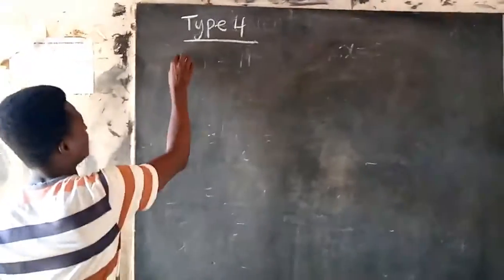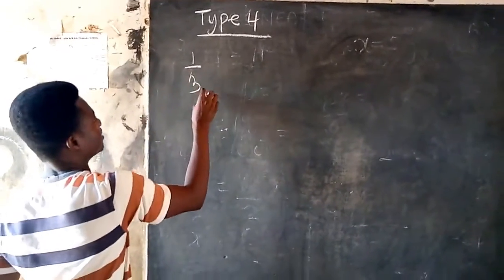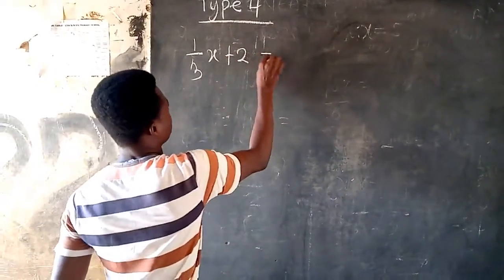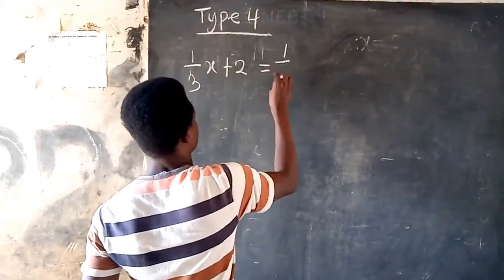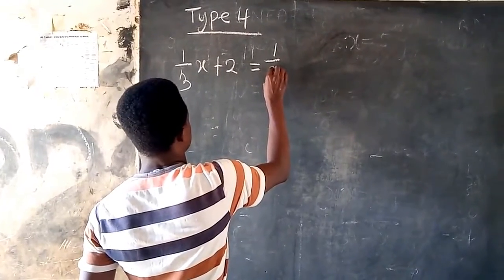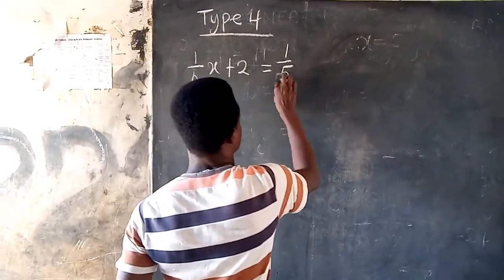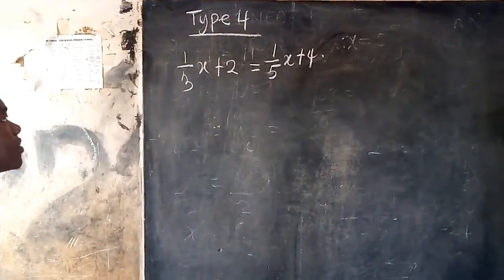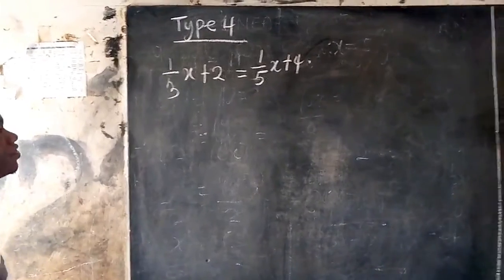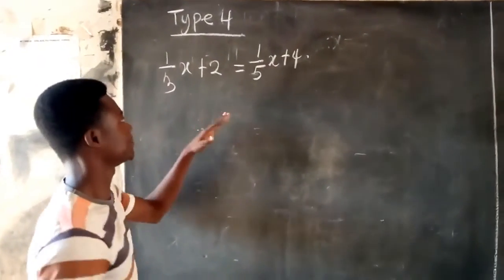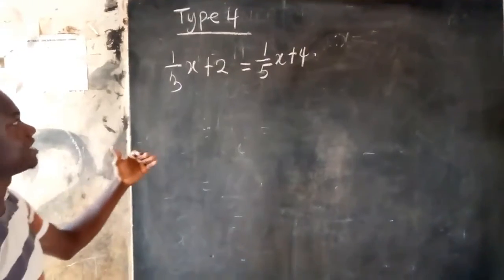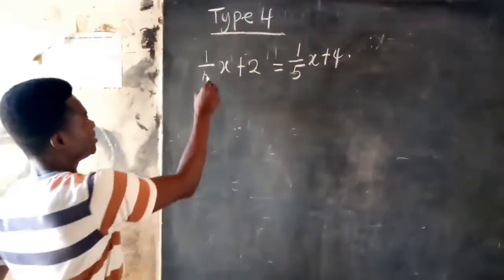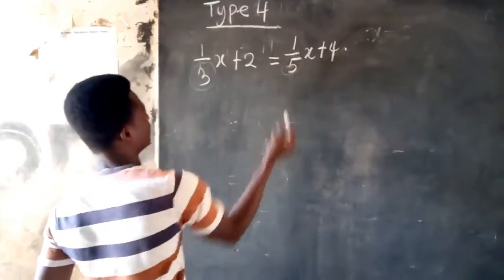So let's say that you have 1 over 3x plus 2 is equal to 1 over, let me take, 5x plus 4. For this type of equation, all that you need to do is find the LCM. And I always advise students that when you have a fraction, we find the LCM from the denominators. So these are the denominators of the fractions.